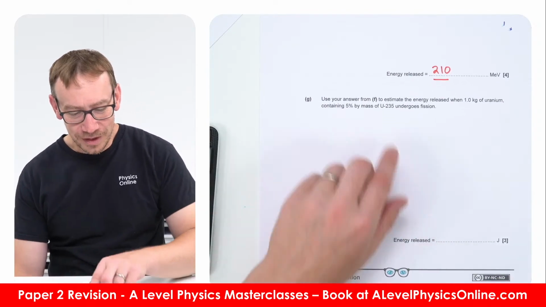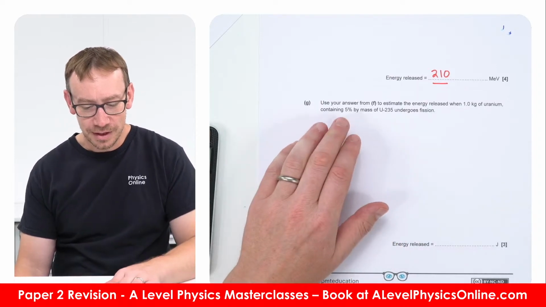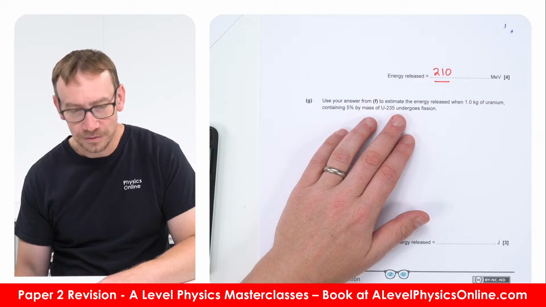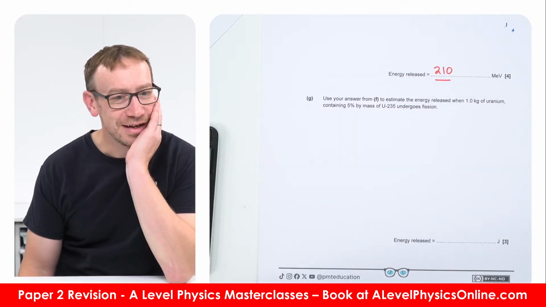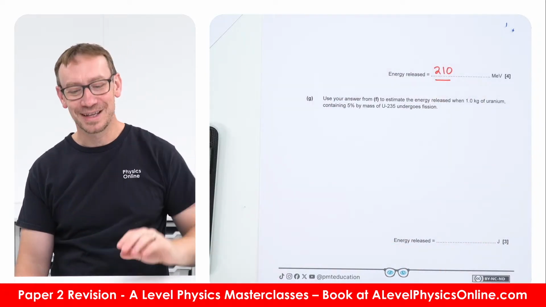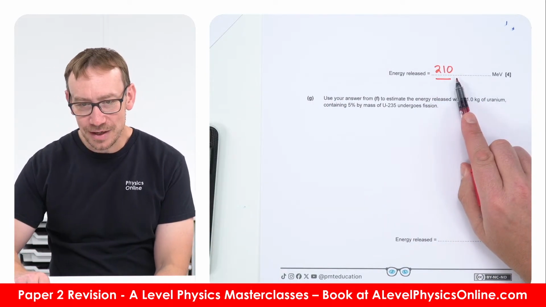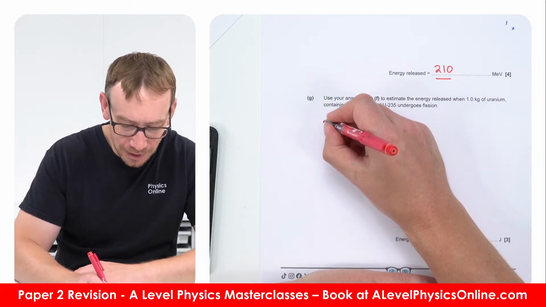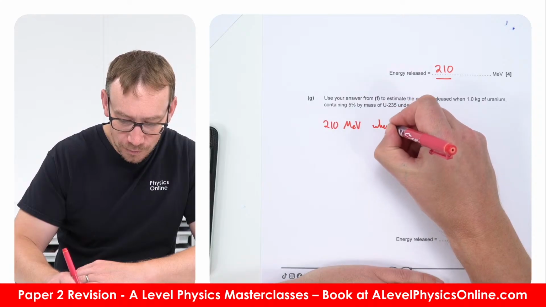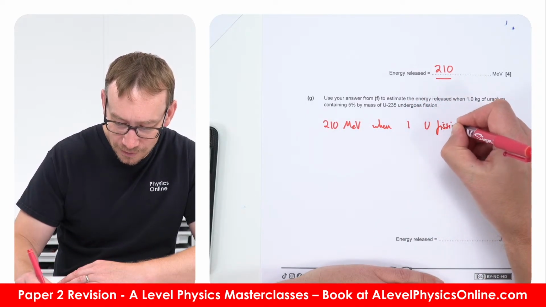Okay, use your answer from F to estimate the energy released when a kilogram of uranium containing 5 grams by mass of uranium-235 undergoes fission. Okay, somebody's been here, UNC. You've been here from the start. I've seen your name several times. Yeah, that's awesome. Right, so basically, we're going to release 210 megaelectron volts when 1 uranium fissions apart.